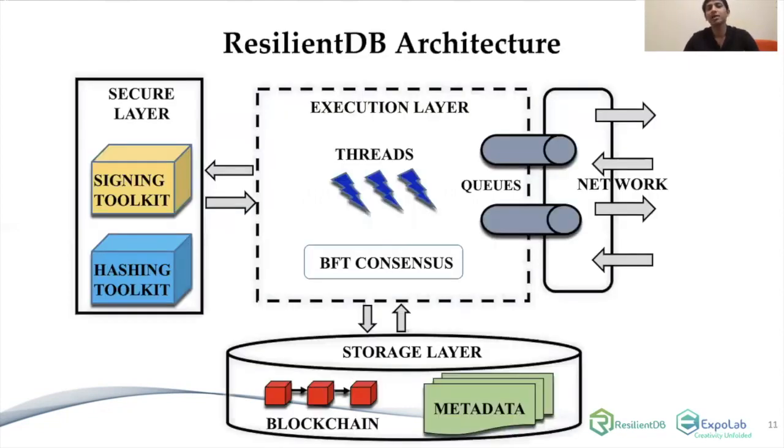So here's the architecture for ReasonDB. It is a layered system. It has a secure layer for providing signing and hashing. There's a storage layer for storing all the data. There's an execution layer which executes and processes all the incoming messages. And there's a network layer for communication with the outside replicas and clients.